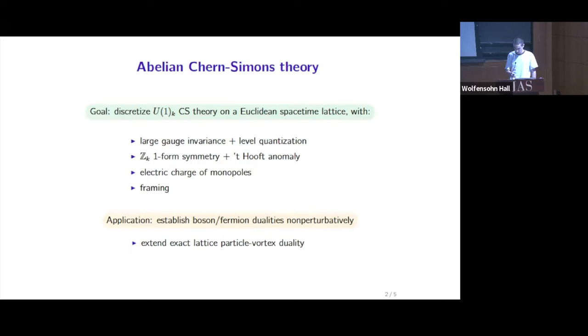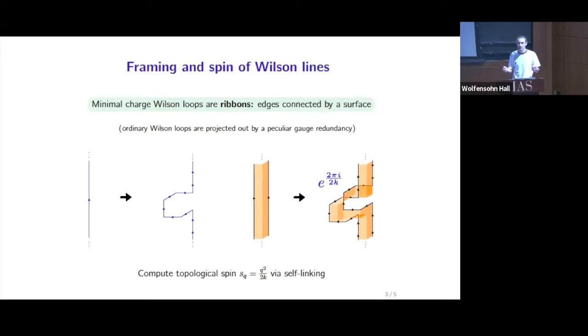So one interesting thing that came out of this construction was the framing of Wilson lines. In the continuum, a Wilson line is not quite well defined. You need to point split it. And on the lattice, the way this shows up is that the Wilson lines are actually not lines at all, but they're ribbons. So all of the ordinary Wilson loops are actually projected out from the theory, all their correlators are zero. And what you're left with are these ribbon-like things. And you could use this structure to compute the topological spin of this line. So this is related to the 't Hooft anomaly for the Z_{2K} one-form symmetry in Chern-Simons theory that we heard about earlier today. So you could take one of these ribbons on the lattice, you twist it, and in the process you pick up a Z_{2K} phase, and that tells you the topological spin. Okay, so that was fun.